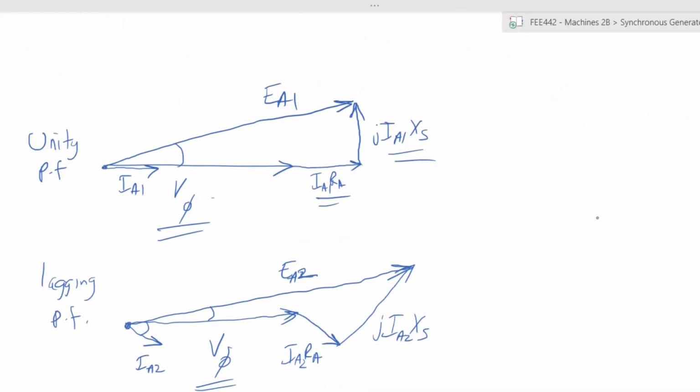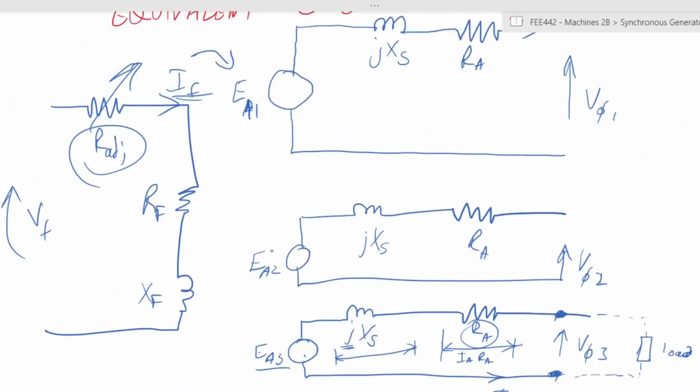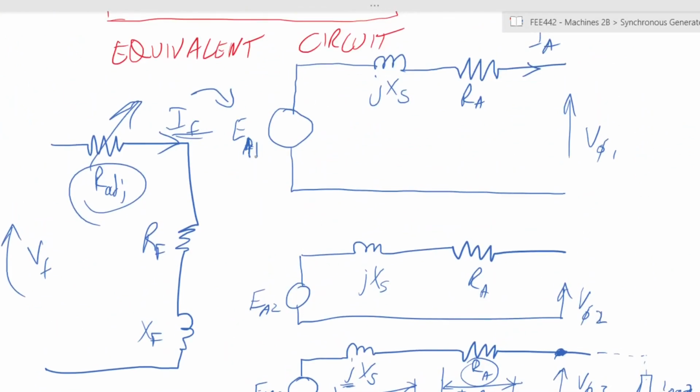So it means that if your load changes power factor, you have to vary your internal generated voltage accordingly. If you have unity power factor, internal generated voltage is at this level. If you have a lagging power factor, internal generated voltage is at that level. So you have to go back to your machine. In order to change the internal generated voltage, you have to now change your IF. So how do you do that? This is where we have your resistance or your methods of changing the magnitude of the current that you have.